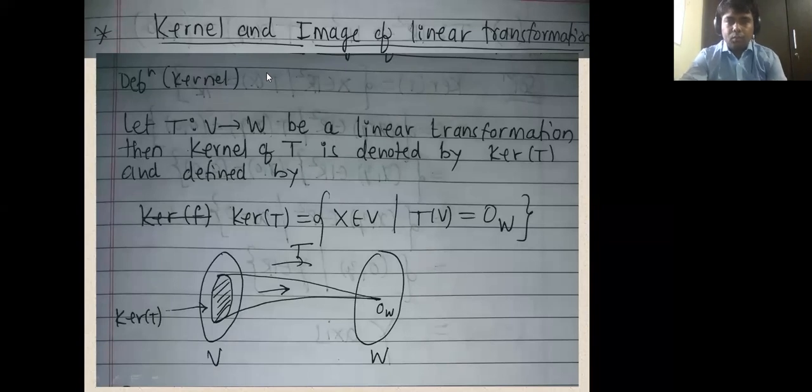So we are starting today's lecture. As you can see on the screen, the theme for today's lecture is kernel and image of a linear transformation. Kernel and image, they are very important for a linear transformation.